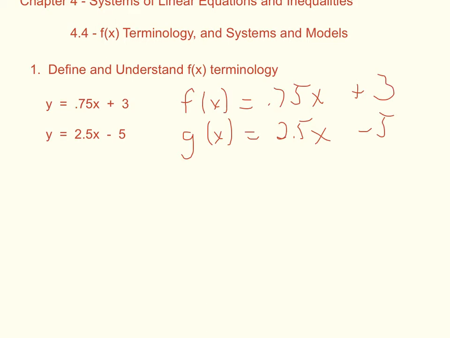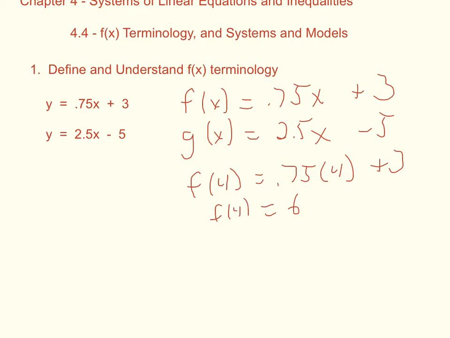So now, when somebody asks, what does y equal, or what does f of x equal, when x is 4? Here's the terminology. If we wanted to evaluate the f of x equation when x is 4, we would write this as f of 4 equals 0.75 times 4, because we're substituting 4 in for x, plus 3. And what does that equal? 0.75 times 4 is 3, plus 3 is 6. So f of 4 for this equation equals 6.